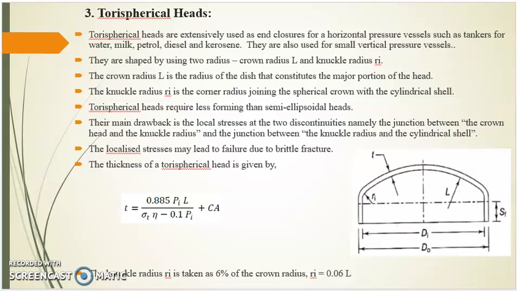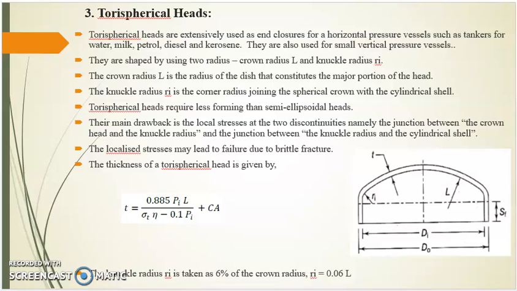Their main drawback is the local stresses at the two discontinuities, namely the junction between the crown head and the knuckle radius, that is this is the crown head, and knuckle radius, that is this, and the junction between the knuckle radius and the cylindrical shell, that is this knuckle radius, which connects this cylindrical shell here. The localized stresses may lead to failure due to brittle fracture.